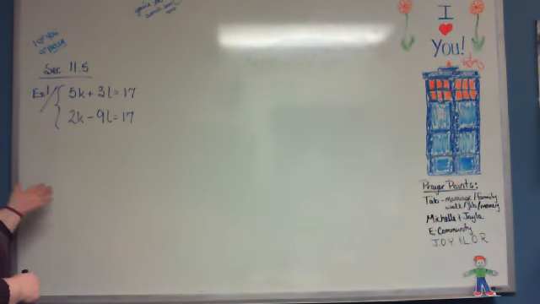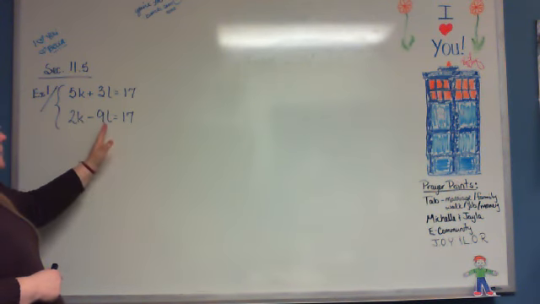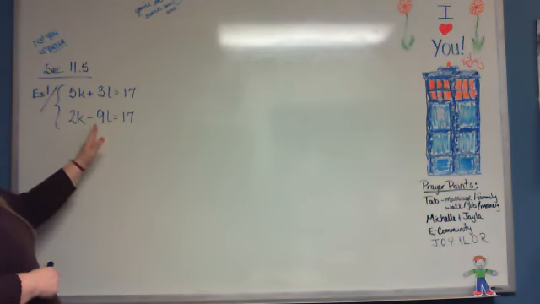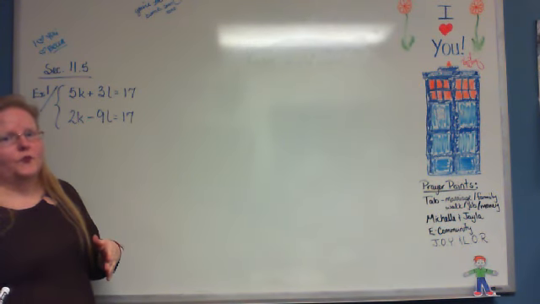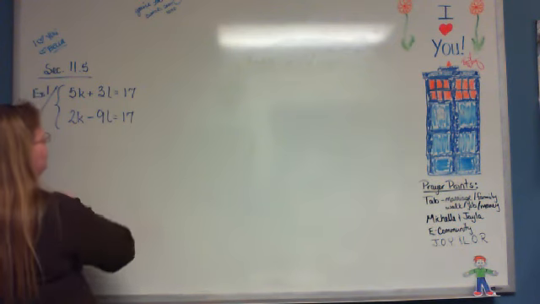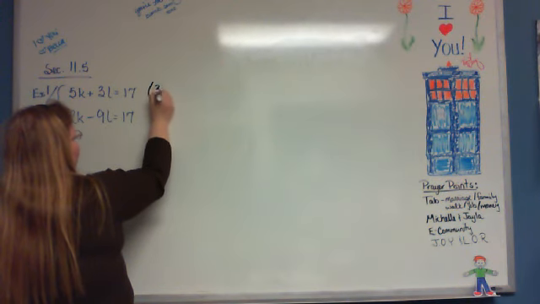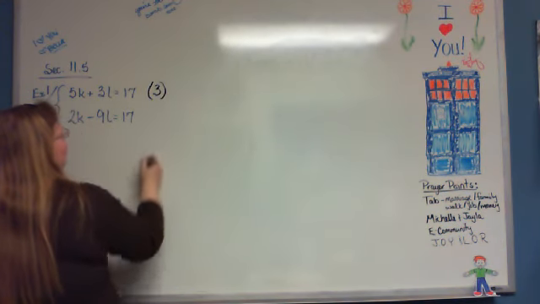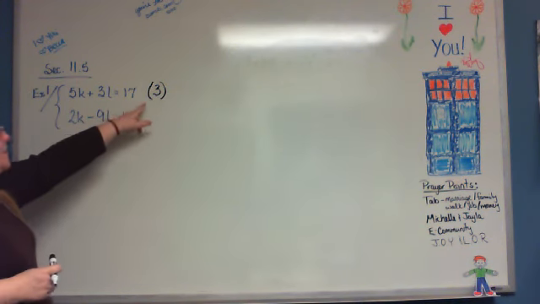So now we need to pick a variable to eliminate. I'm choosing to eliminate the L. So I've decided this is the one I want to get rid of. So now I need to find a way to make sure that these are the same numbers. Now we said yesterday that you could eliminate by multiplying one of them by something. So I'm going to choose to multiply the top one by 3. Yesterday we always multiplied by a negative, but nobody said we couldn't use a number. So I'm choosing to multiply by the number 3.